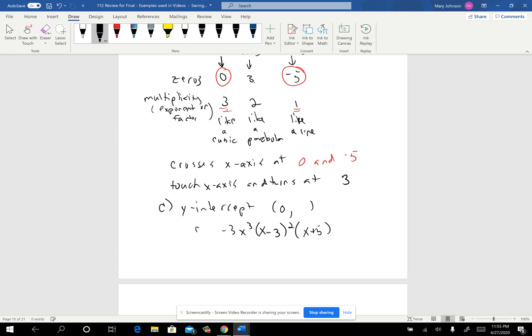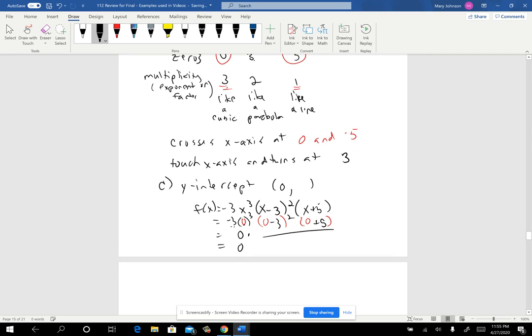So this is the original function. If I put a 0 in for all these x's, it doesn't really matter here at the end. Because when I put that 0 in, this right here would be 0 times something, so that's going to be 0. That means the y is 0. So the y-intercept is actually the origin.